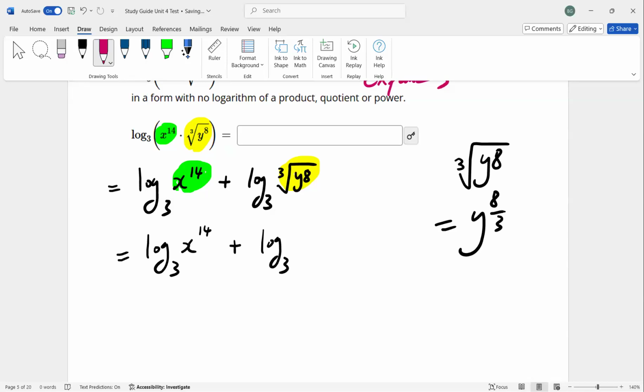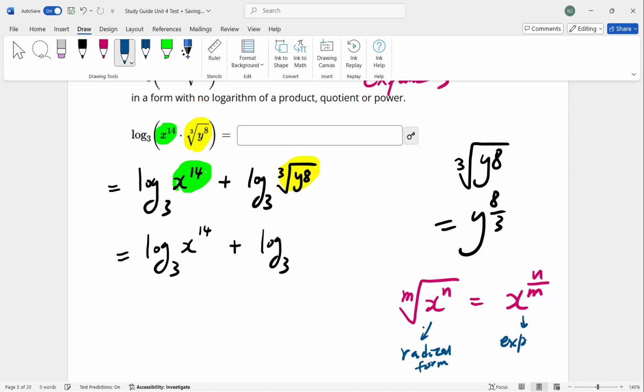Foundation 2, did you learn this? Radical. So the m-th root of x to the power n equals x to the power n over m. Those two expressions are equivalent. The left is the radical form. This is the exponential form. Same expression in two different forms. When did you learn this?